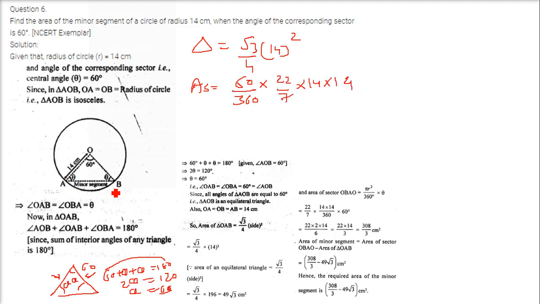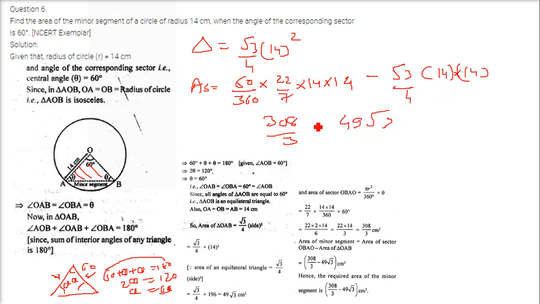Now from this total sector, if we subtract this triangle, we get the area of the minor segment. So you subtract root 3 by 4 into 14 square. This is nothing but the formula we used earlier: theta by 360 into pi r square minus sine theta by 2 cos theta by 2 r square. So this is how the logic works. When you solve this, you get 308 by 3 minus root 3 by 4 into 14 square, that is 49 root 3. So this is the answer.